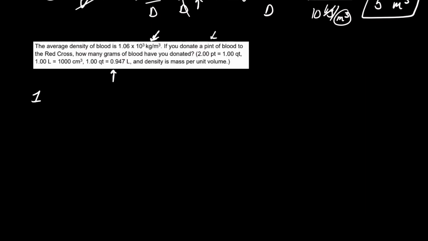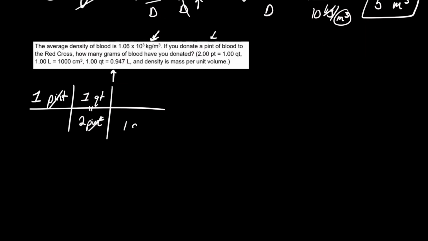We donate 1 pint of blood. And again, our goal is first to convert this to how many meters cubed of volume of blood we've donated. So it tells us that 2 pints, the little guys, are the same as 1 quart, the big guy. Okay, pints have canceled. We're at quarts now. It tells us 1 quart equals 0.947 liters. Okay, now we're at liters.